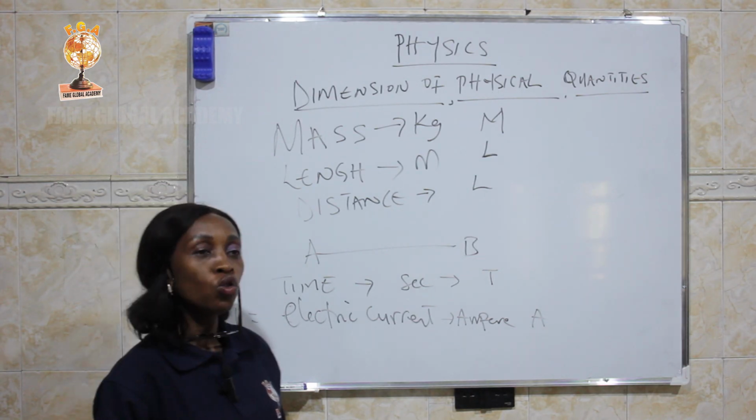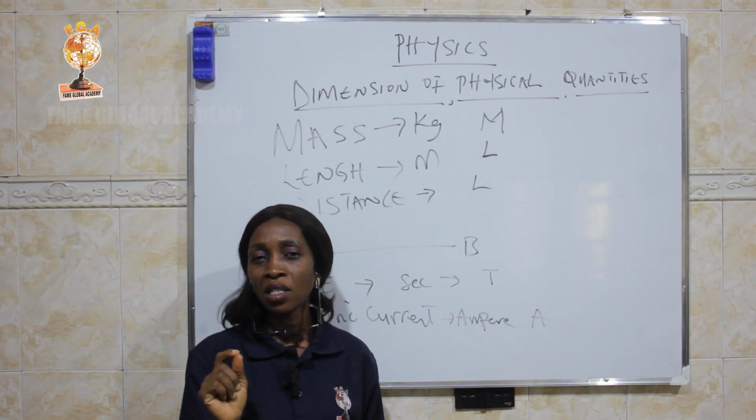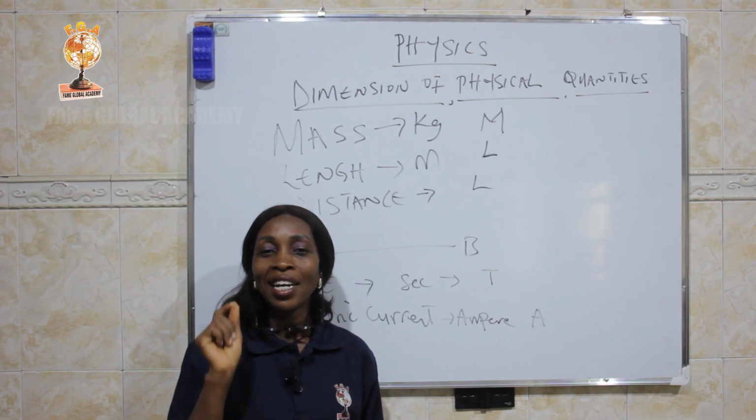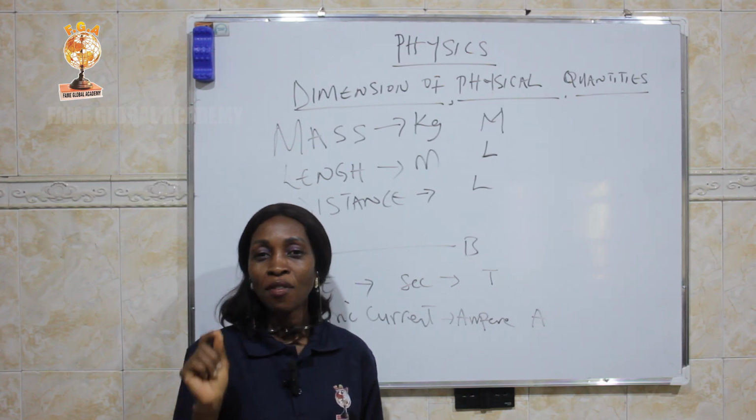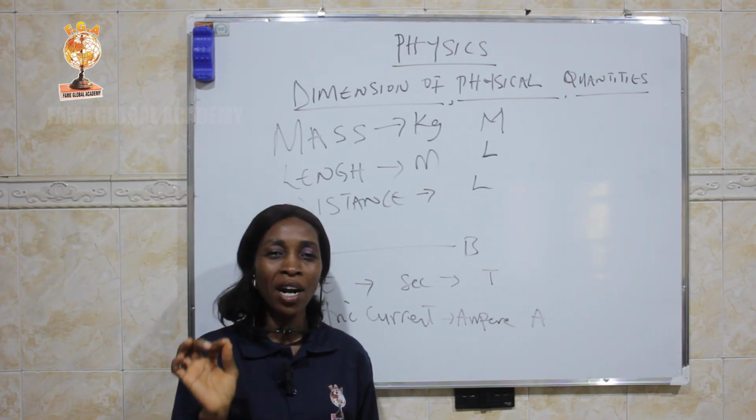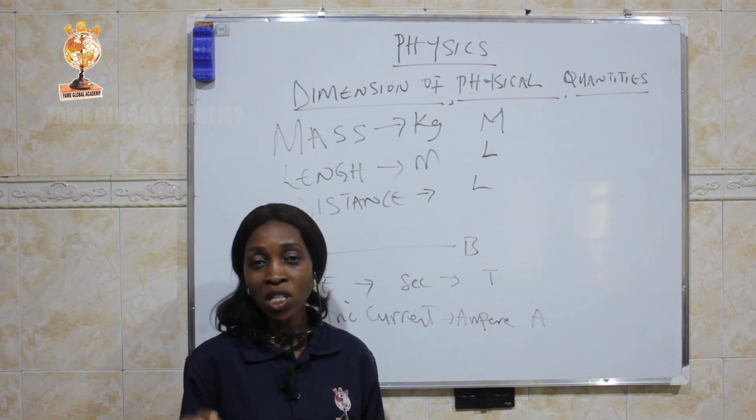Now, I want us to know the things that are very, very paramount in physics. Number one is the formula. Number two, the SI units. Number three, the definition. Once you're able to know the formula of any parameter, to coin out the definition becomes very easy for us as students.